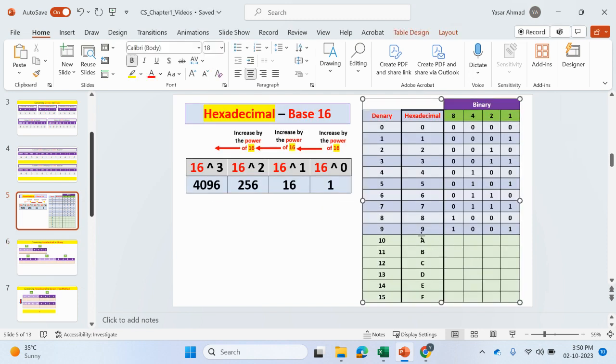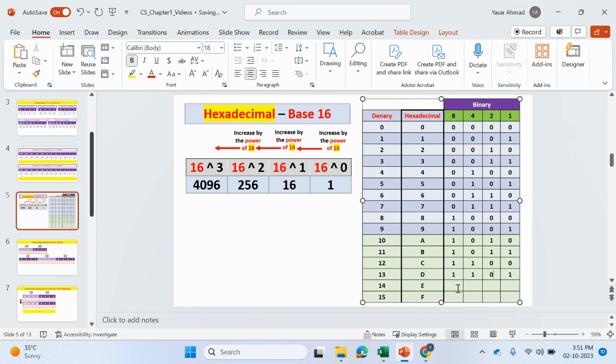How would we write A into binary? What we need to do is basically add up to 10. So 8 plus 2, and then 0, 0. 11 would be 8 plus 2 plus 1, which makes 11. 12 would be 8 plus 4, and then 2 zeros. And then 13 would be 8 plus 4 plus 1.